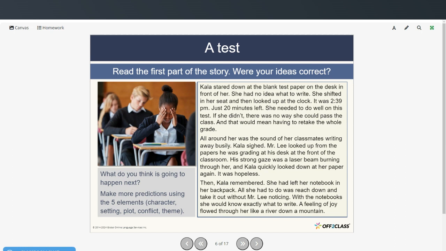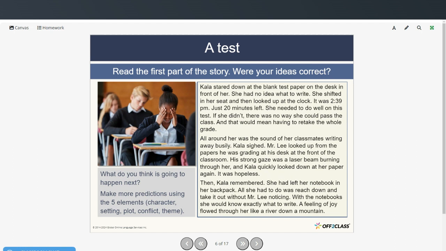Kayla stared down at the blank test paper on the desk in front of her. She had no idea what to write. She shifted in her seat and then looked up at the clock. It was 2:39 p.m., just 20 minutes left. She needed to do well on this test. If she didn't, there was no way she could pass the class, and that would mean having to retake the whole grade. All around her was the sound of her classmates writing away busily. Kayla sighed. Mr. Lee looked up from the papers he was grading at his desk at the front of the classroom. His strong gaze was a laser beam burning through her, and Kayla quickly looked down at her paper again.